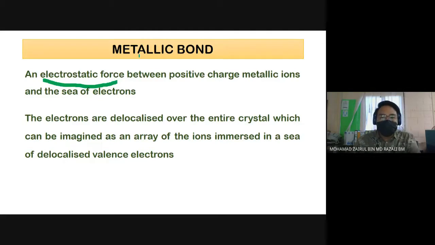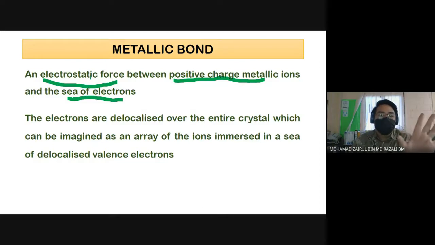Tapi for a metallic bond, it is the electrostatic force between positively charged metallic ions and the sea of electrons. The sea of electrons ni sebab dia merujuk kepada delocalized electrons. Delocalized, the term ni awak akan jumpa banyak kali dalam chemistry. Delocalized bermaksud dia free, dia boleh bergerak, dia bebas, ataupun kita panggil free moving. Itu kita panggil delocalized electron. So awak kena ingat, beza dia dengan ionic bond adalah dia between positively charged metallic ions and the sea of electrons.